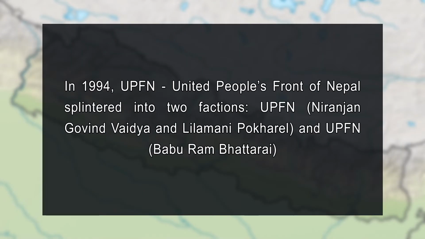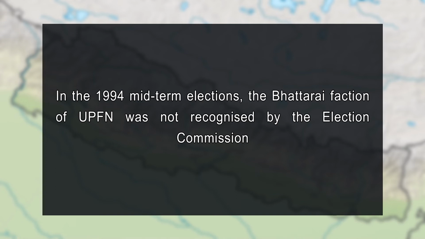The party also organized strikes and bandhs. The UPFN suffered from conflicts among its leaders. As a result, in 1994, UPFN splintered into 2 factions: UPFN Niranjan Govind Badya and Leelamani Pokharel, and UPFN Baburam Bhattarai. In the 1994 mid-term elections, the Bhattarai faction of UPFN was not recognized by the Election Commission. Hence, it remained out of the elections.